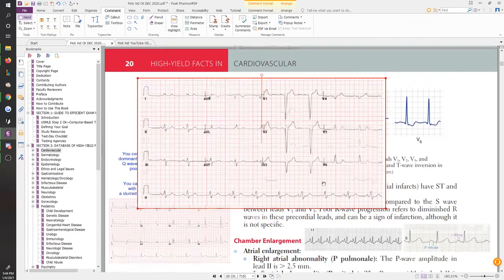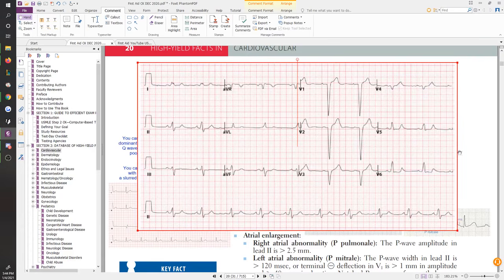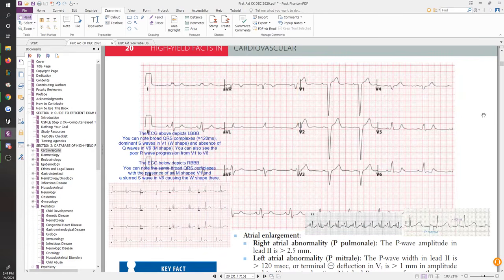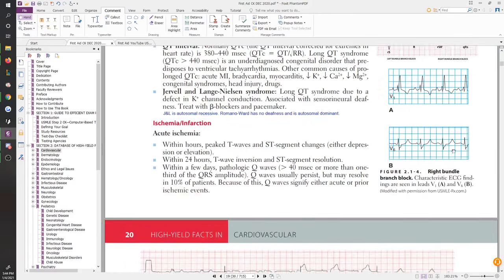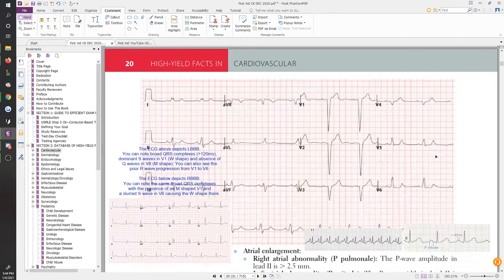Because as you can already tell, I'm going to make it bigger so you can kind of zoom in. As you can already tell, this is not as clear in terms of finding the W and the M as it is in these examples here. In these examples, seeing the M was super clear, whether it was in V6 or V1. Here, you can't quite entirely see it.